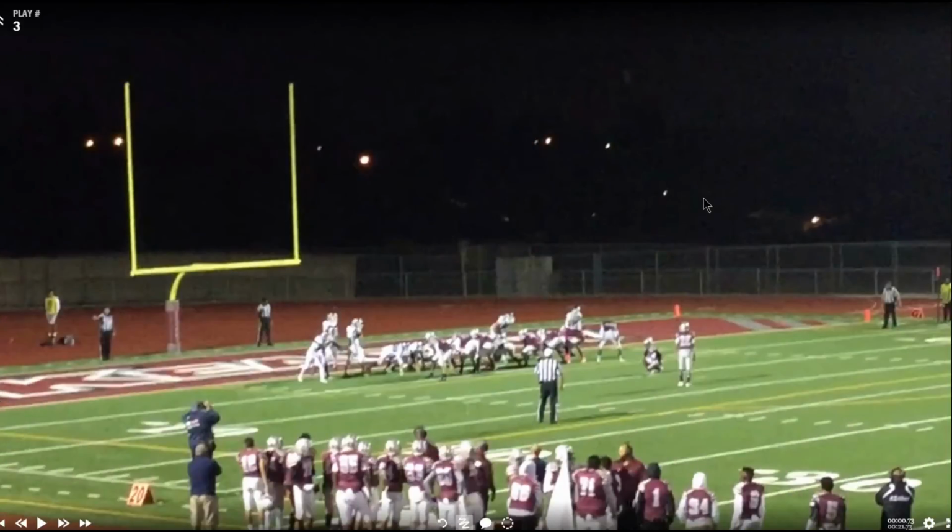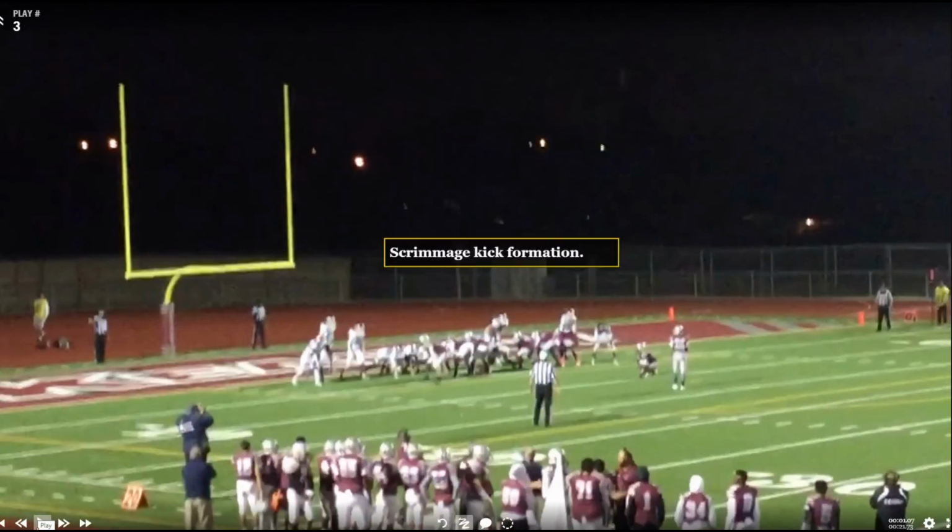So this next play comes from Steve Coover, and this one is not a safety issue or anything like that. This is more of an unusual type of play, an unusual formation. So what do we have here? We have a scrimmage kick formation. And why is that important? Well, before we discuss that, let's talk about what a scrimmage kick formation is.